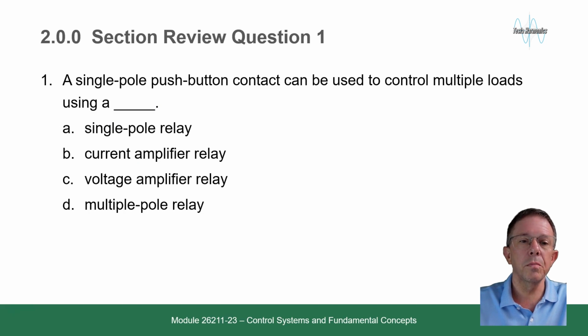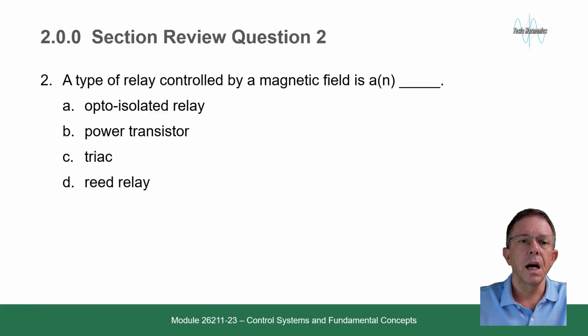A single pole push-button contact can be used to control multiple loads using a single pole relay, a current amplifier relay, a voltage amplifier relay, or a multiple pole relay. And that would be a multiple pole relay. A type of relay controlled by a magnetic field is an opto-isolated relay, a power transistor, a triac, or a reed relay. And that would be a reed relay.